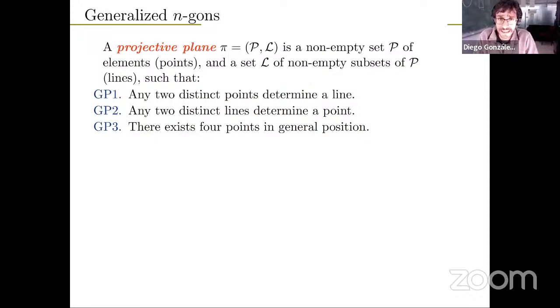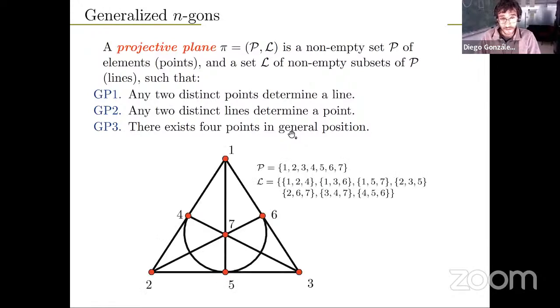A projective plane is a set of points and a set of lines that satisfy some axioms. For example, any two distinct points determine just one line, and any two lines determine one point, and we have 4 points in general position. For example, here we have the Fano plane.